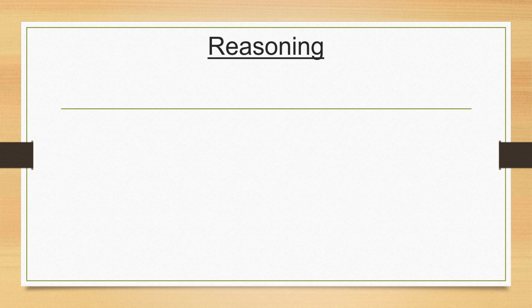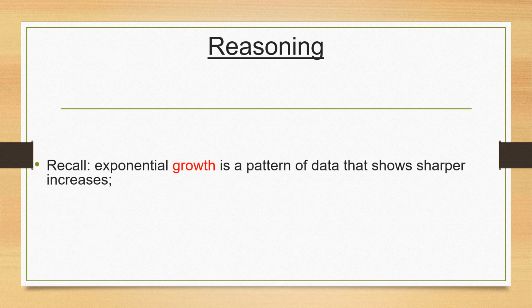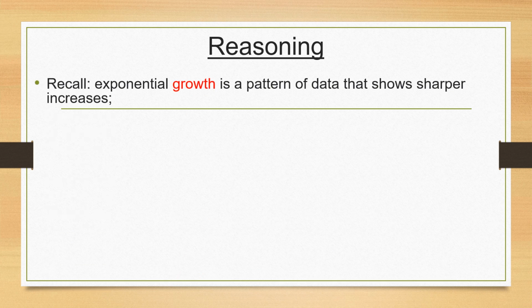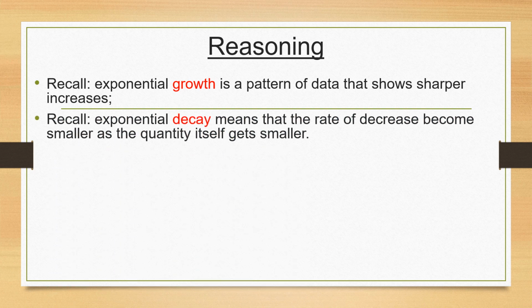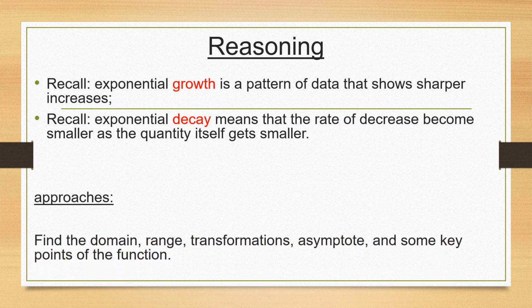To really get an understanding of the graph, we're first going to have to recall a few notions. Recall exponential growth, which is a pattern of data that shows sharper increases, and exponential decay, which means that the rate of decrease becomes smaller as the quantity itself gets smaller. A few approaches might be to find the domain, the range, the transformations, the asymptote, and some key points of the function.